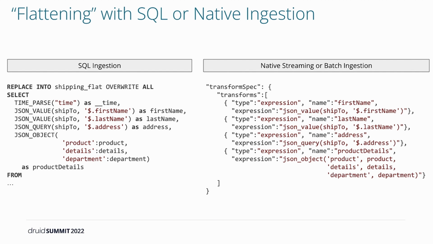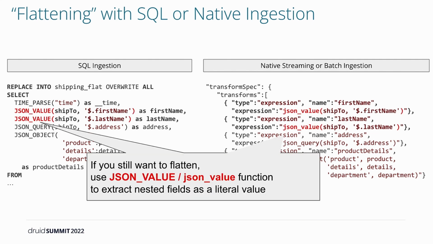Now, there may still be situations where you want to extract fields out of the JSON that you're ingesting. And you can do that either through SQL ingestion or through native streaming or batch ingestion by using one of these kinds of functions, right? First of all, we have the JSON value function. This will extract an individual field as a literal value from the JSON object. And so you can extract that and create a single column out of it.